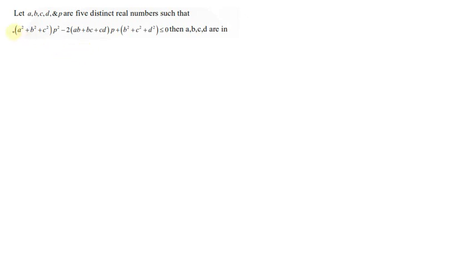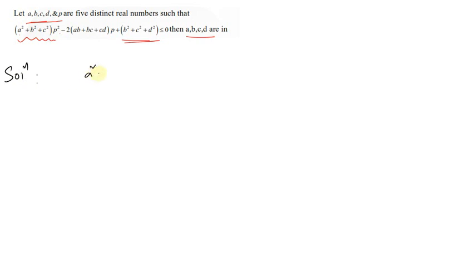In this question, a, b, c, d and p are 5 distinct real numbers such that a square plus b square plus c square into p square minus 2 into ab plus bc plus cd into p plus b square plus c square plus d square less than or equals to 0, then abc are in. Okay, so look at this very carefully. By opening of this bracket, what will happen? Let me cross check.